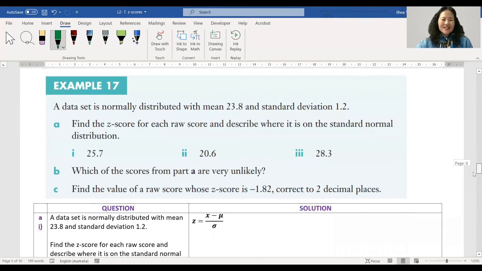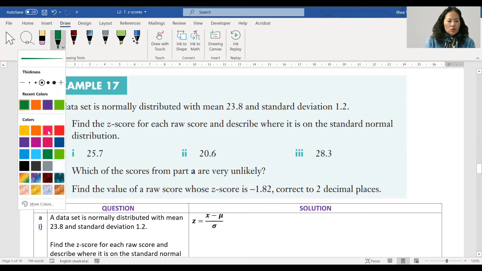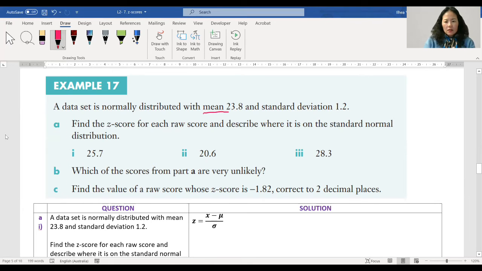Okay, example 17. So a data set is normally distributed. Obviously, it's normal distribution we're going to use. And I am going to collect all the information that I need. The mean, mu, is 23.8, and standard deviation, sigma, equals 1.2. Okay, so I've got all the information I need. Find the Z score. So we have to use the formula.